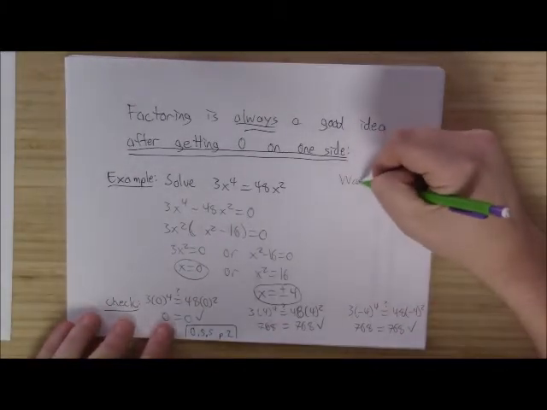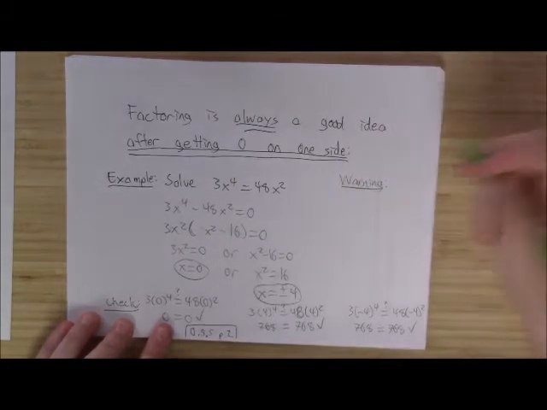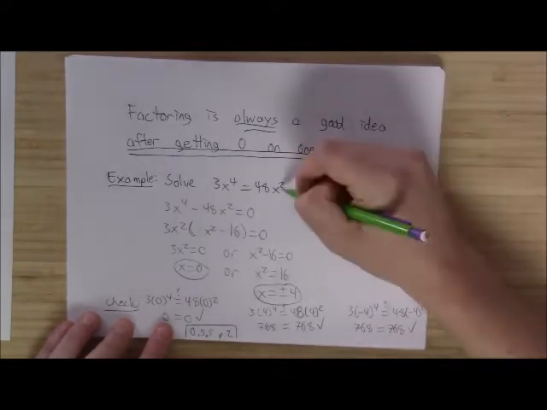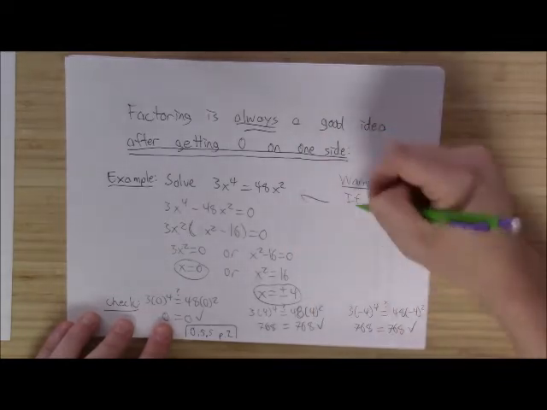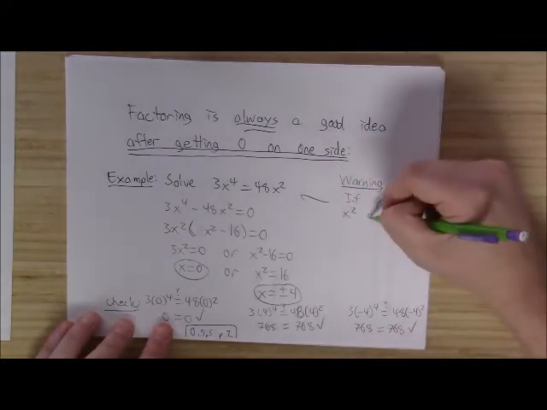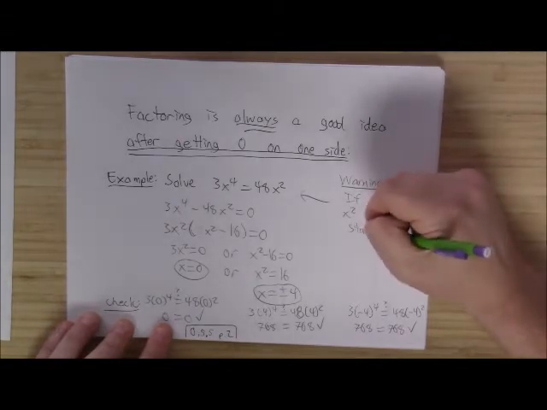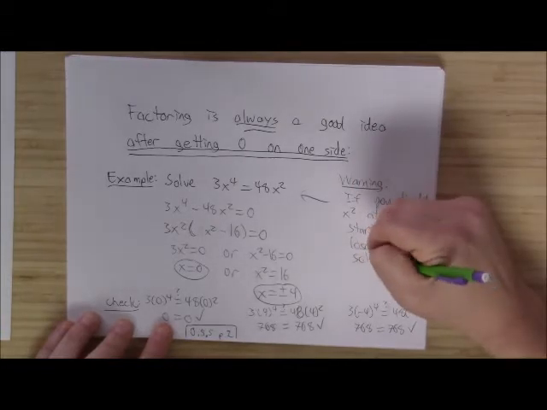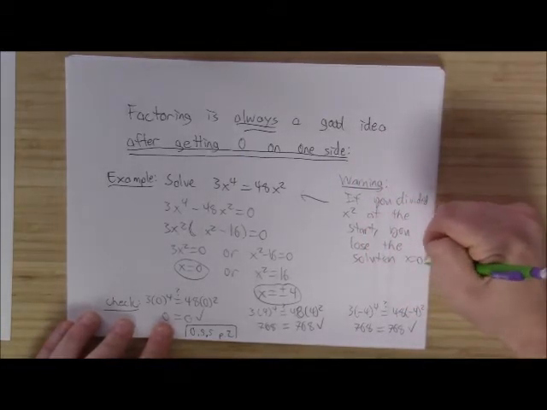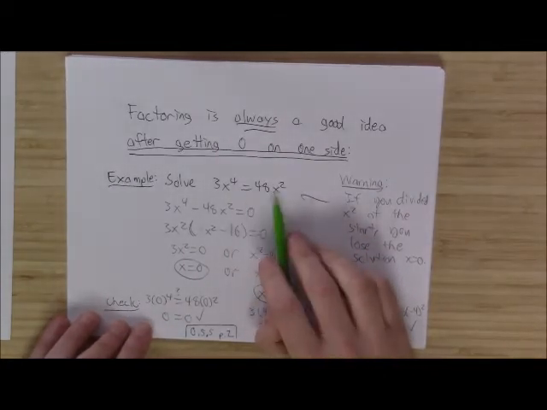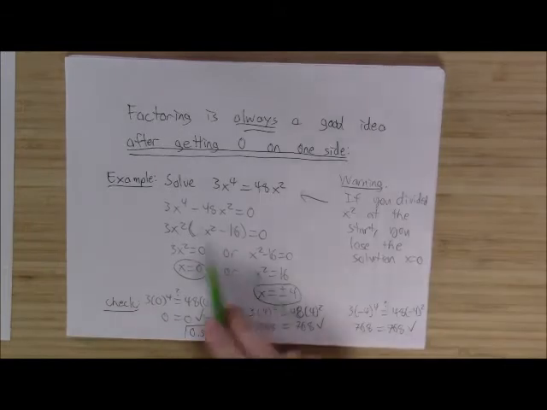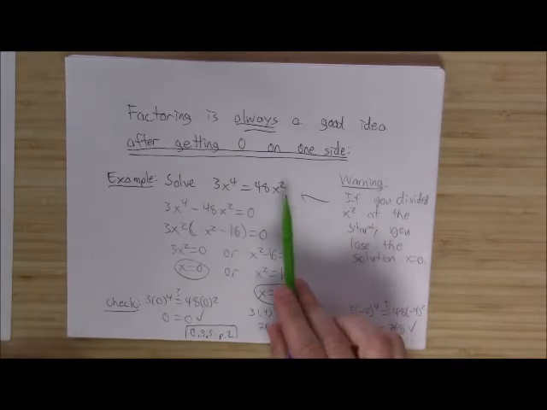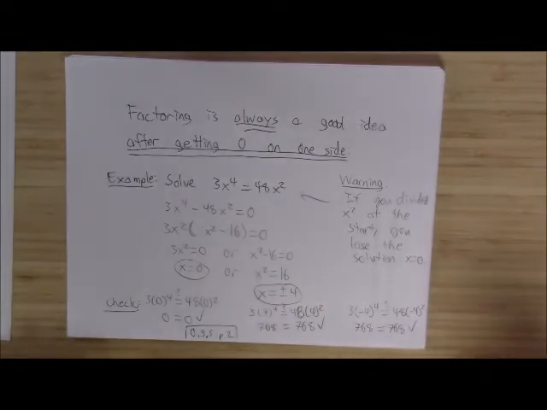Warning! There's a slight warning here that I want you to note. If you were to divide by x squared here, x squared at the start, you would lose the solution x equals 0. And this is essentially because x could be 0 here, so when you do that division, you're assuming x does not equal 0. So you'd actually lose that solution then. So just a warning, it's very dangerous to solve equations by dividing by variables.